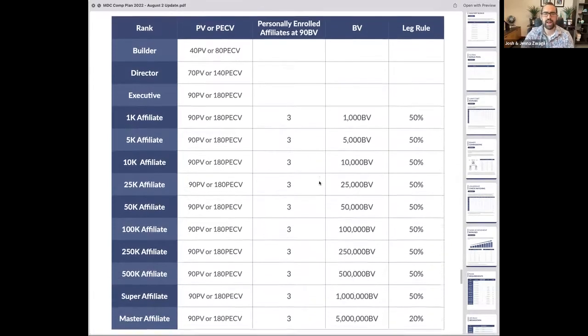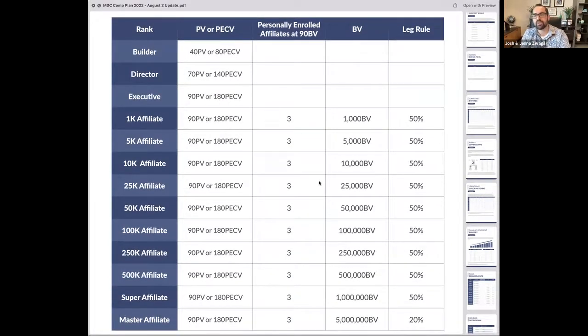So then let's talk about rank requirements. There's a lot of things I want to point out here. So the first one is PV or PECV. So the first 3 ranks in My Daily Choice, builder, director, executive. If you're coming in on a personal order, it's 40, 70, or 90. 40, 70, or 90, and that's across the board. That's all countries, all markets. 40's builder, 70's director, 90 is executive. Or you can achieve these ranks through having personally enrolled customer volume, which is 80, 140, and 180. So you can do either or.